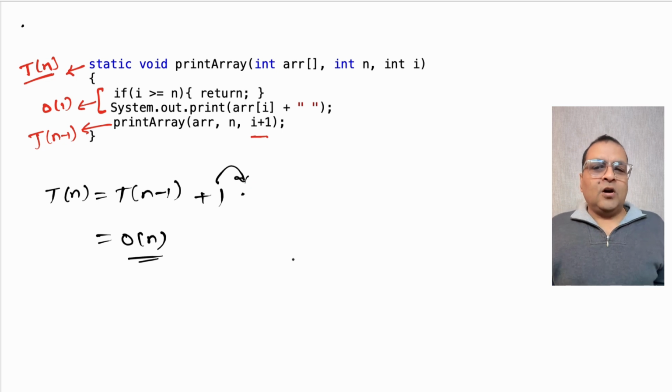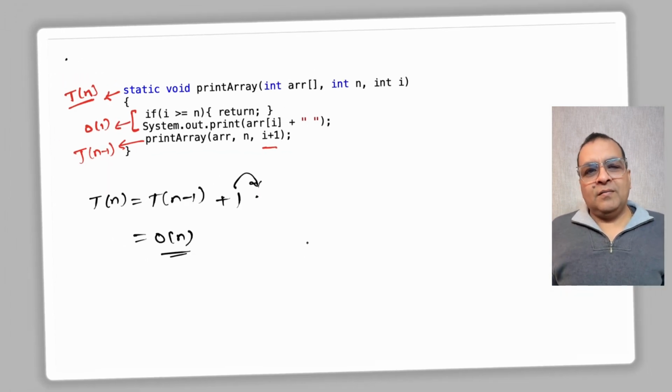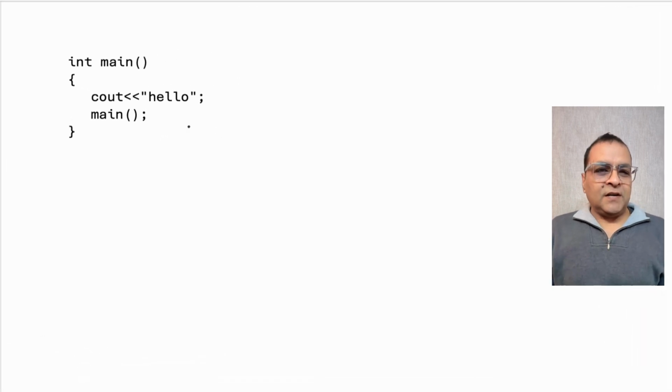You can solve it using either the substitution method or the function call tree, which is nothing but the memory model. Consider this function. We have already seen this function. This is a case of infinite or non-terminated recursion, because the recursion is not getting terminated anywhere, so this function will keep on calling itself.